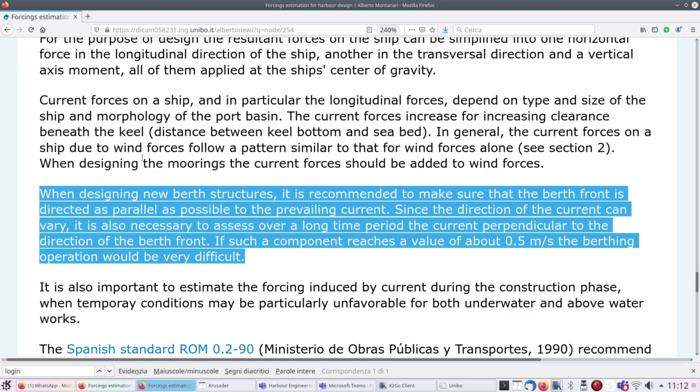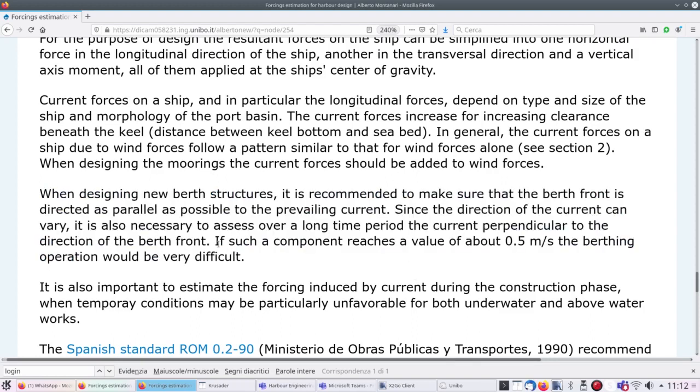And if such a component reaches a value of about 0.5 meters per second, which is the velocity, the berthing operation would be very difficult. And so you have to take into account not only the main current direction, but also the other directions, because this indication, which is given here, I think is an important rule of thumb.